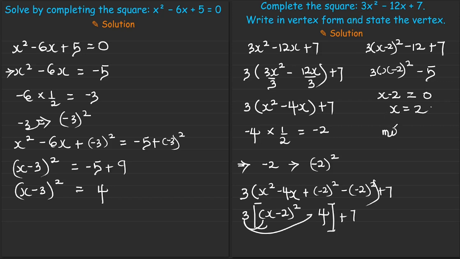So we have a minimum value of what? Of negative 5. And then we come to the vertex. So it's the combination of these two that gives us the vertex. So our vertex is what? 2, negative 5. That becomes the vertex of this equation we have over here.